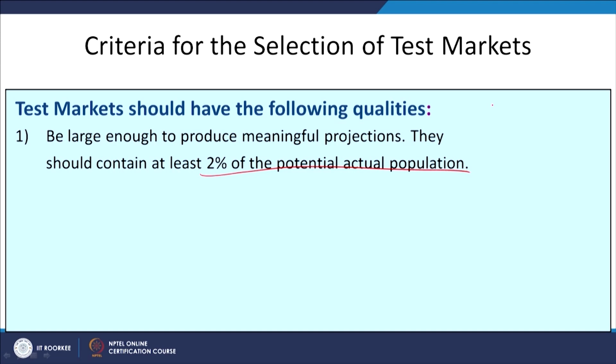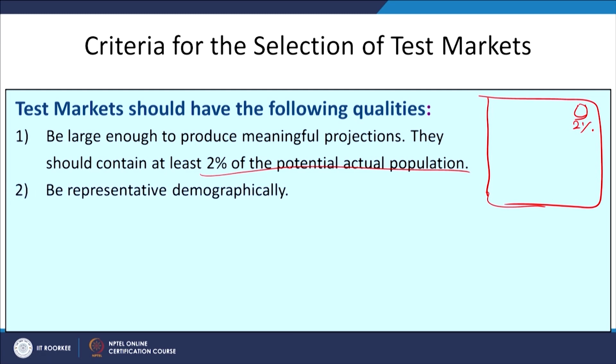Suppose this is my entire market. Obviously I cannot launch it everywhere, so I take a small sample. This sample has a homogeneous population similar to the entire population that I am interested in. What it says is that this sample should have at least 2% of the total actual population. It should be representative demographically, homogeneous, and very close to the segment of my interest.